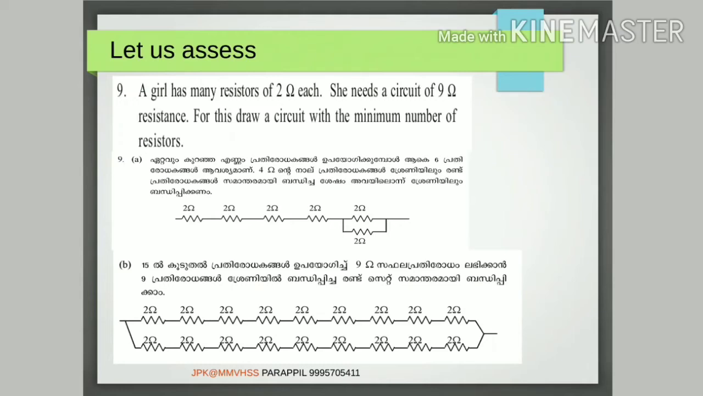In this question, to get 9 ohm resistor by using minimum number of 2 ohm resistors, connect five 2 ohm resistors in series and one 2 ohm resistor parallel to one resistor as in the figure.